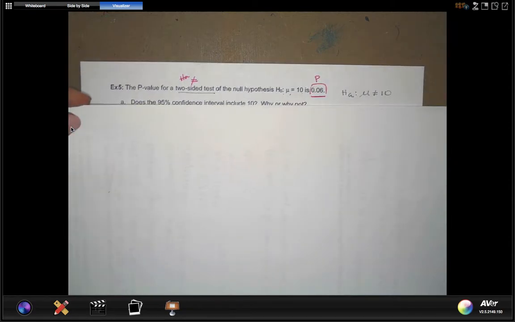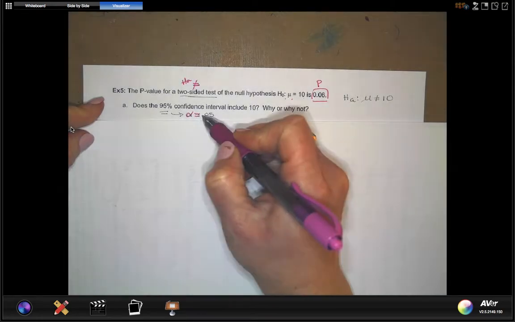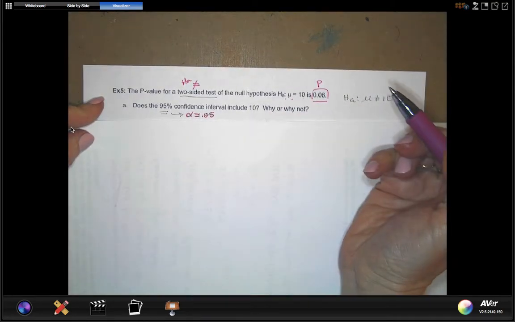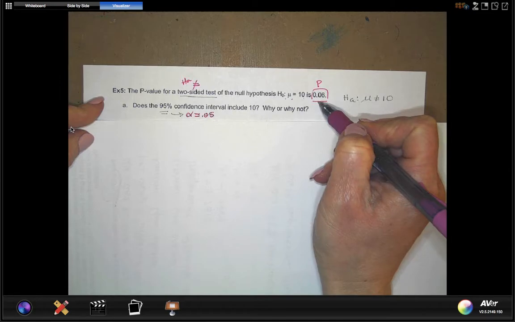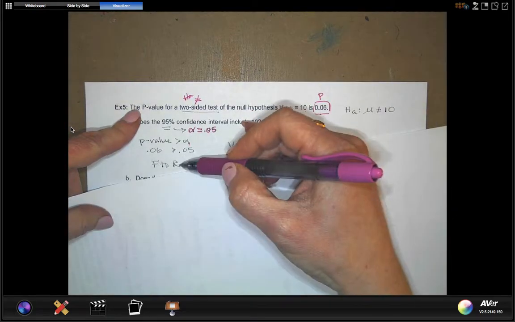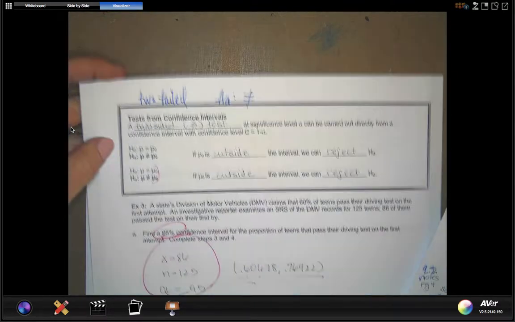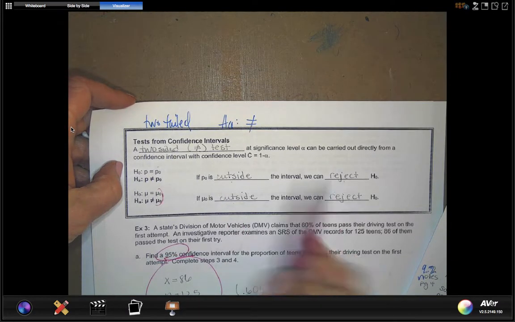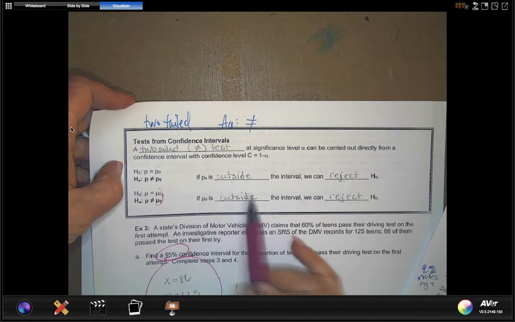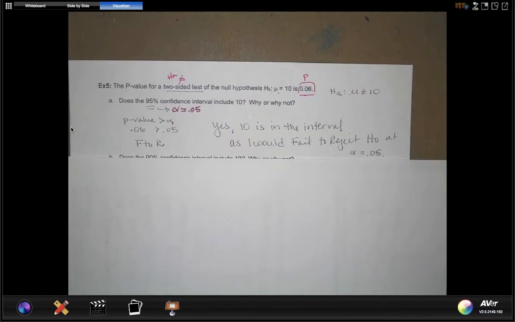The 95% confidence interval would tell me I'm using an alpha of 0.05. So here's my p-value. If I compare that to alpha, my p-value is going to be greater than alpha, so I'm failing to reject. If I'm failing to reject, then the number must be inside the interval. So yes, 10 is in the interval, as I would fail to reject at the 0.05 level.